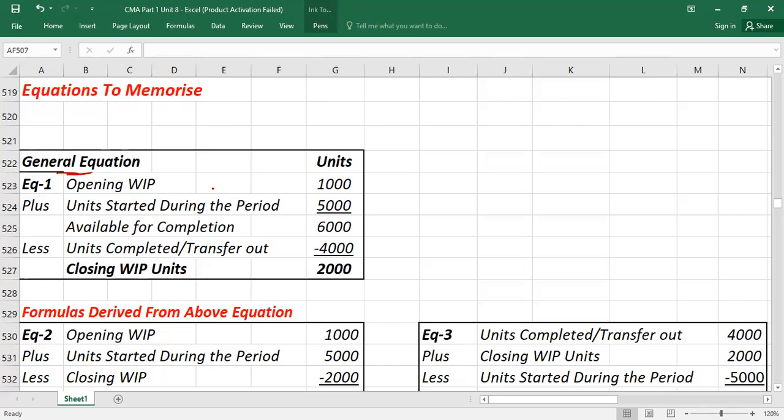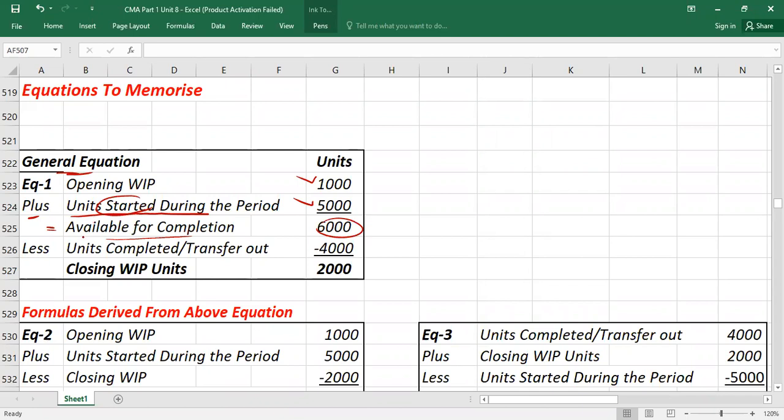Let me explain it. For example, I'm assuming we have opening work in process of 1000 units. At the start of the period, we have some units in the production line, which we got from the last year. How many units do we have? 1000. We'll add the units started during the period. For example, during this period, I have started working on 5000 units. If I add opening units plus units started, this is called what? Available for completion. How much is available for completion? 6000 units. How did you get it? Opening plus started during the year.